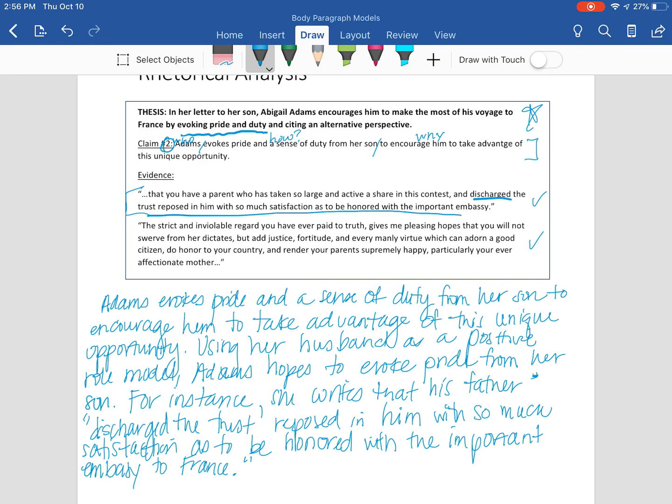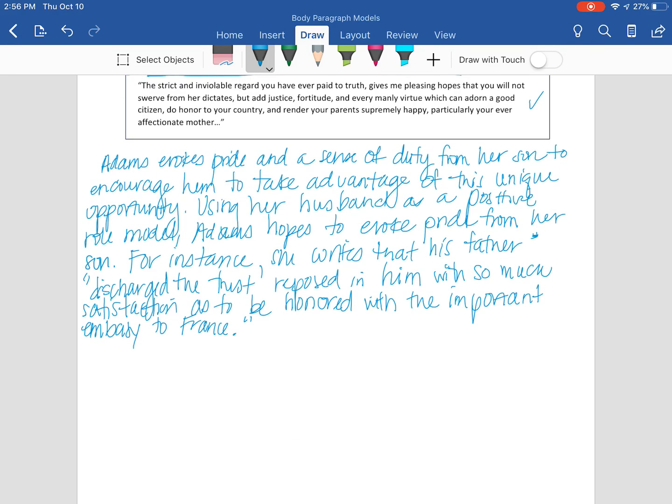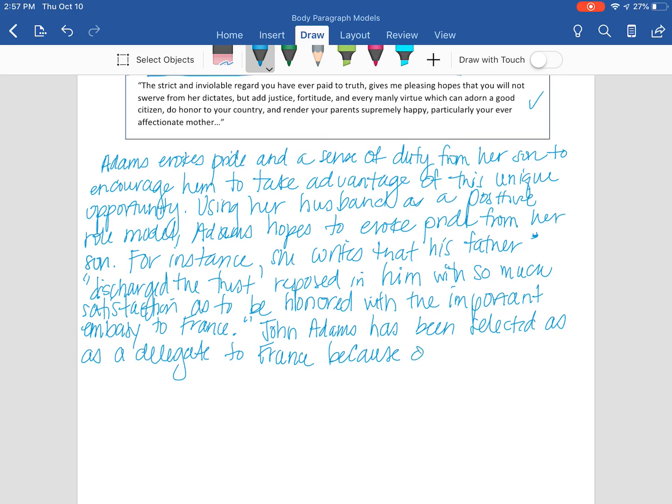And you don't need to cite line numbers or anything in your rhetorical analysis. Just put quotes around it so they know it's a quote. And the first thing I want to do is, this is an example of a time when we need a little context. What is the important embassy? What is she talking about? So I'm going to provide that explanation first. John Adams has been selected as a delegate to France because of his impressive work for the country.